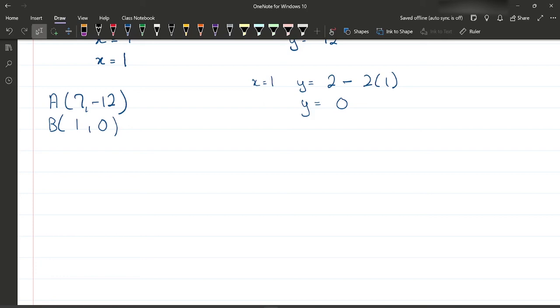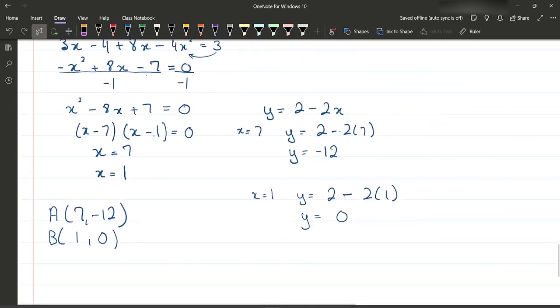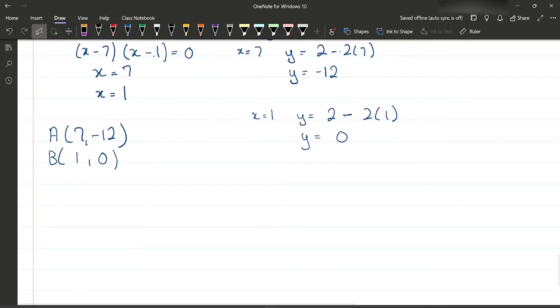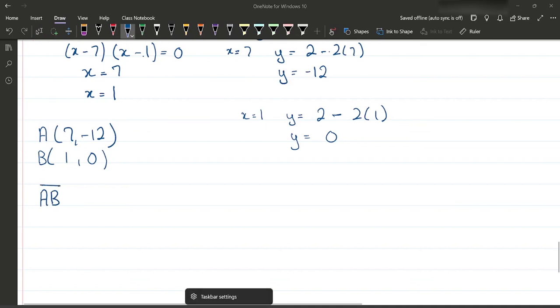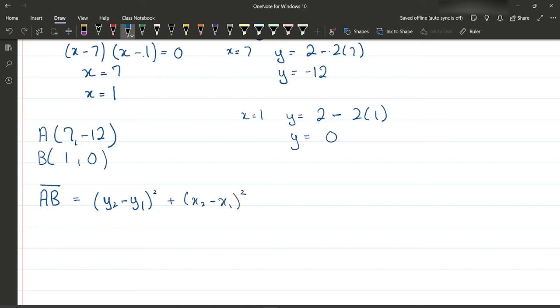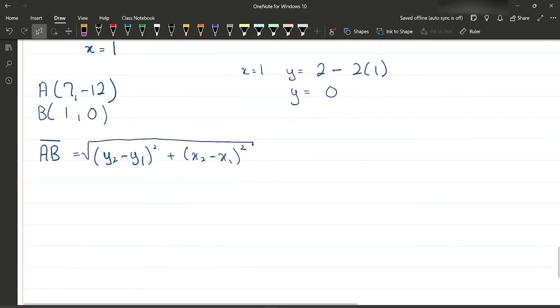This is basically half of the question. The second half is finding the length of AB. The equation for finding distance is the square root of y2 minus y1 squared plus x2 minus x1 squared. So let's quickly do that.